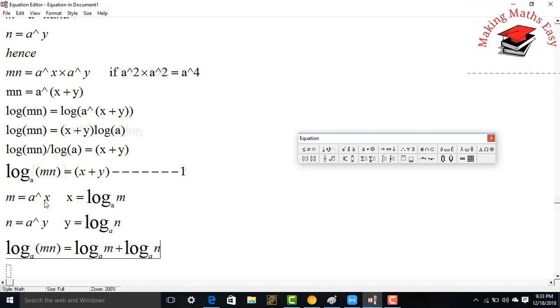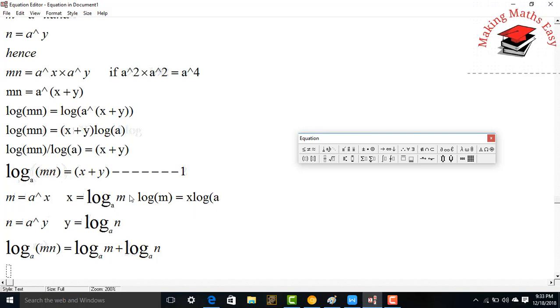See, in this case, taking log on both the sides we will get log of m is equal to log of a raised to x. Any number that has a power, if we take log on both the sides, that power will come in front. So on taking log on both the sides, log of m equals x multiplied by log of a.